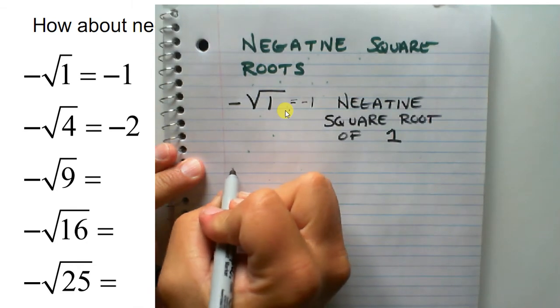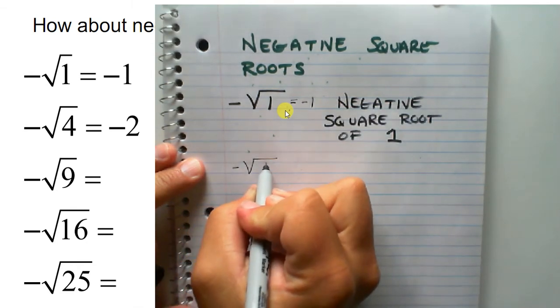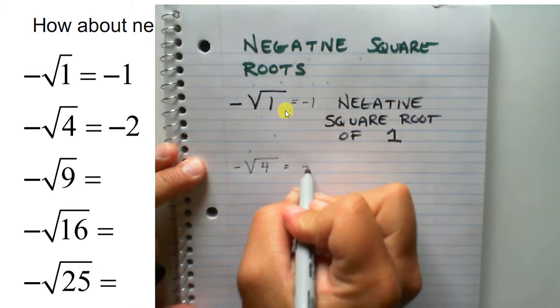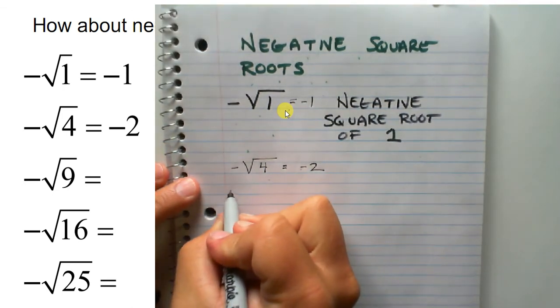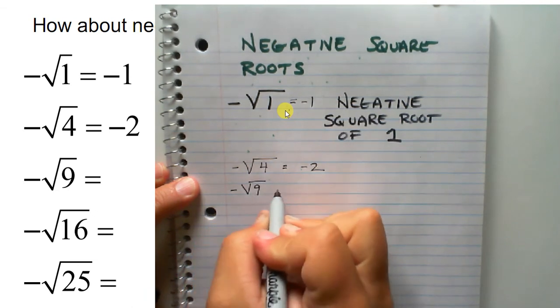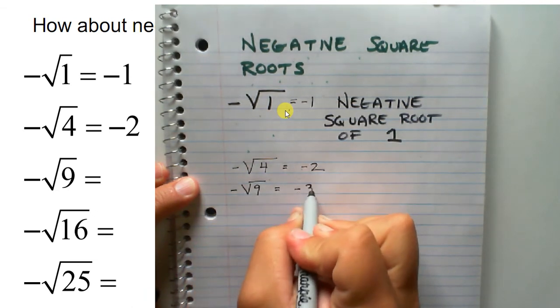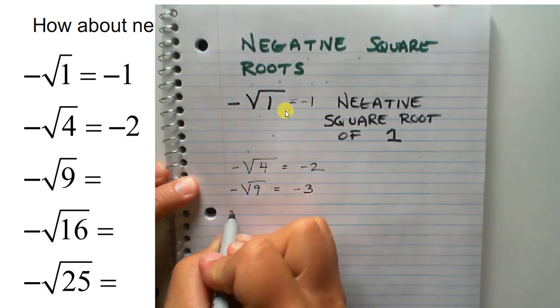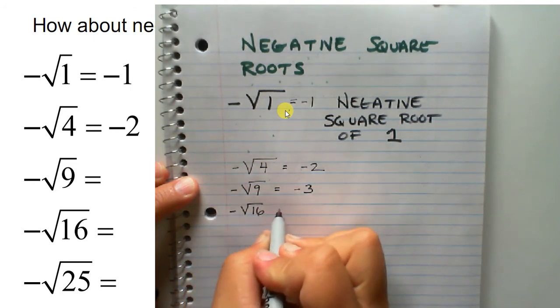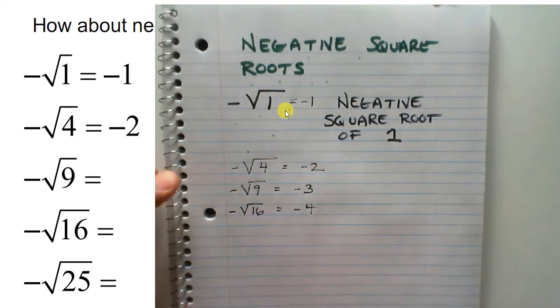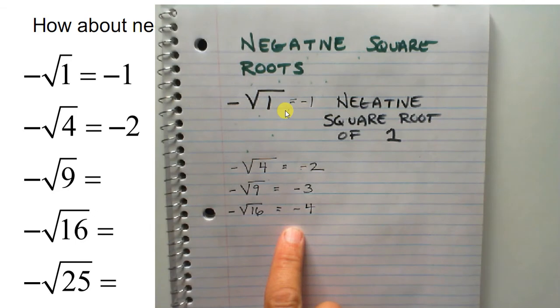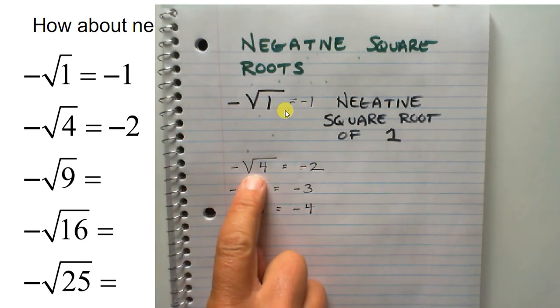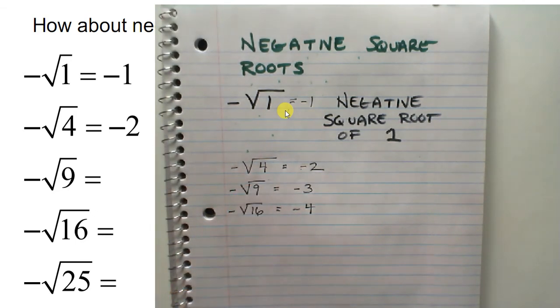Negative square root of 4 equals negative 2. Negative square root of 9 equals negative 3. Negative square root of 16 equals negative 4. So when there's a negative in front of the square root, I just take the square root and I keep the negative in front of it. This is different from taking the square root of negative 4. We're not going to learn about that in this class.